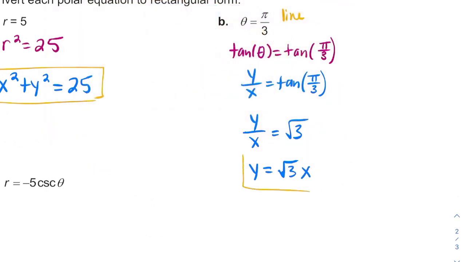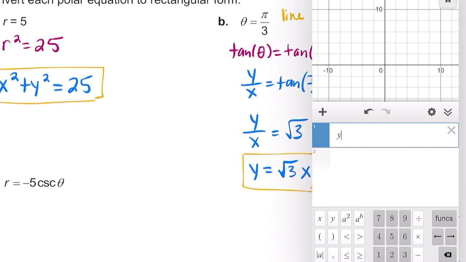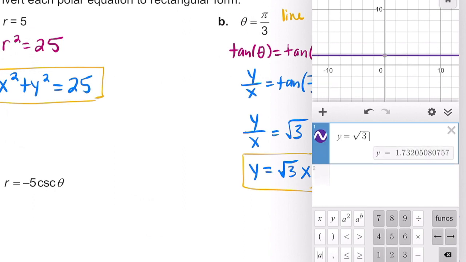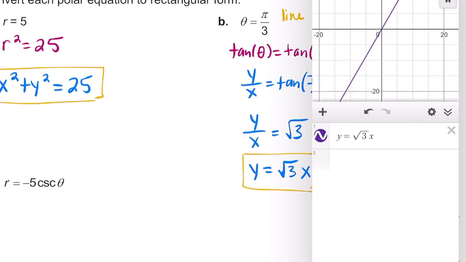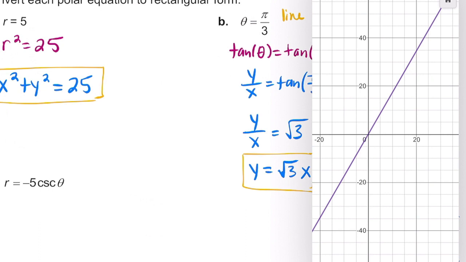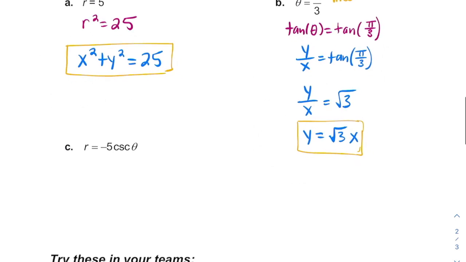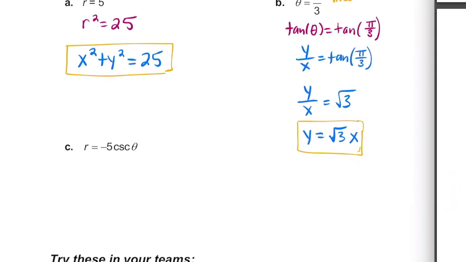So this is a line with slope square root of 3. This just means the slope is whatever the numerical value of the square root of 3 is. This is y equals the square root of 3x, which is this line right here. Awesome. Okay, and if you look at it, we should expect that line should be about where the pi over 3 line is in the unit circle. Cool connection. Okay, here's our last example we're going to do with going polar to rectangular.